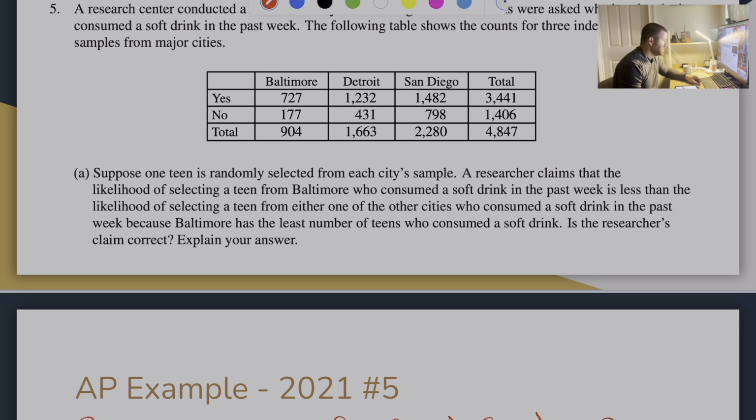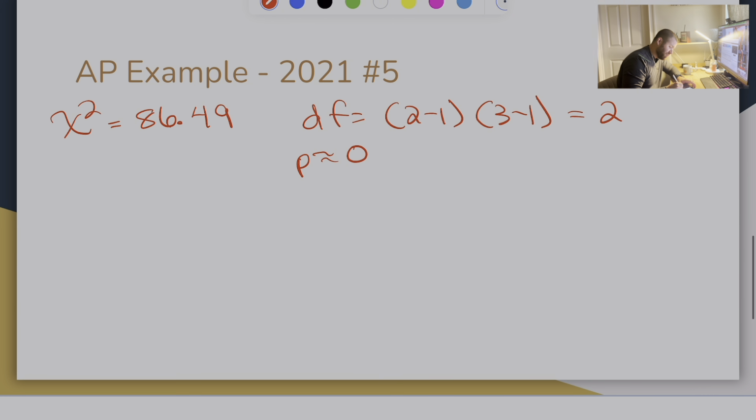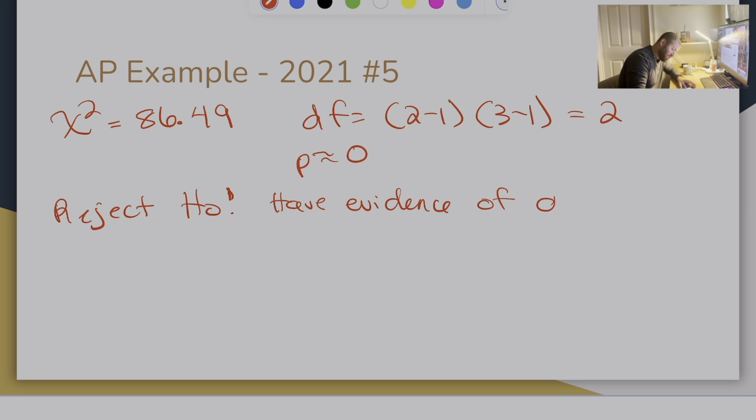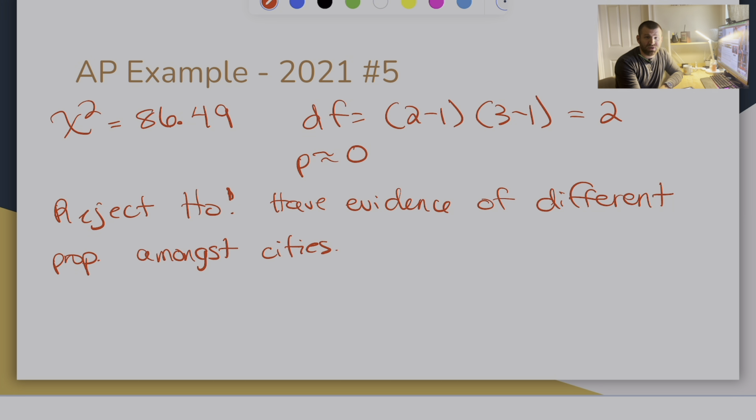And so, yeah, those proportions are quite different when we're looking at the scale of 2,000 or 2,300 people in a sample. So here, we would absolutely reject our null hypothesis, and we do have evidence of different proportions amongst the cities. Or in reality, if I phrase it the way that AP wants you to, we have evidence that at least one city has a different consumption rate of soft drinks among teens.